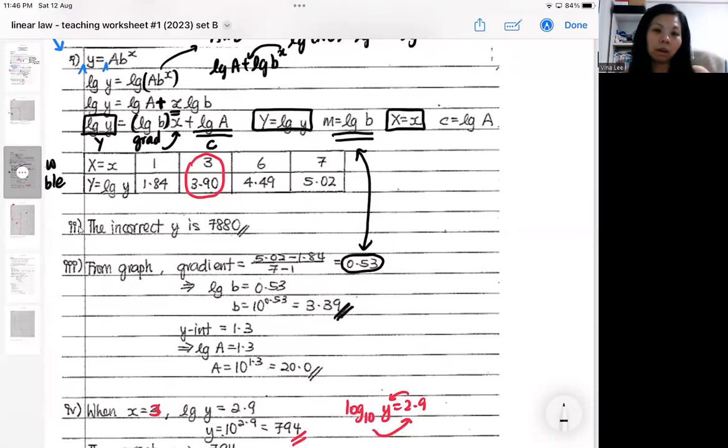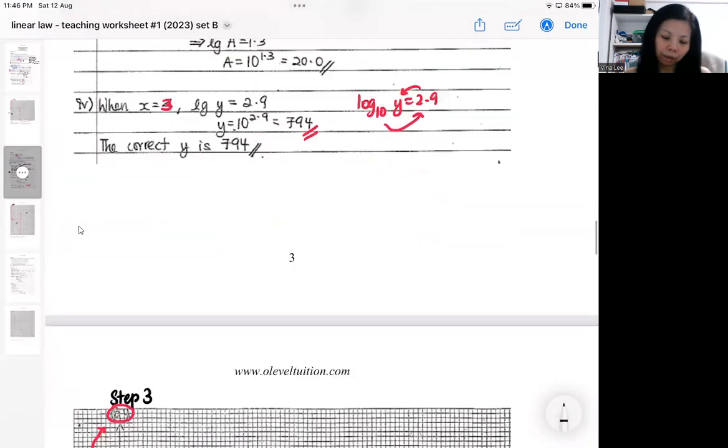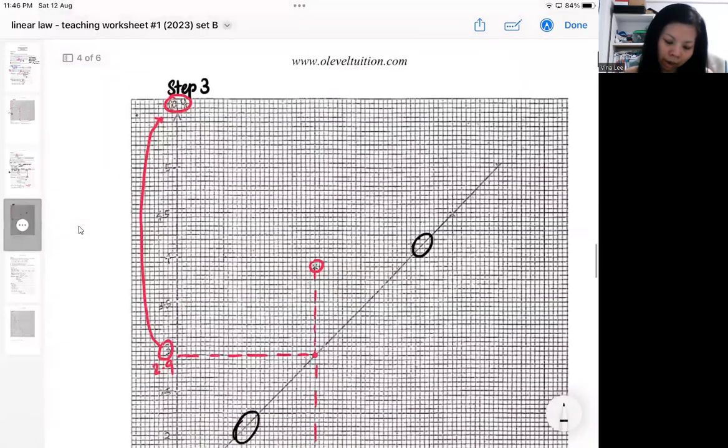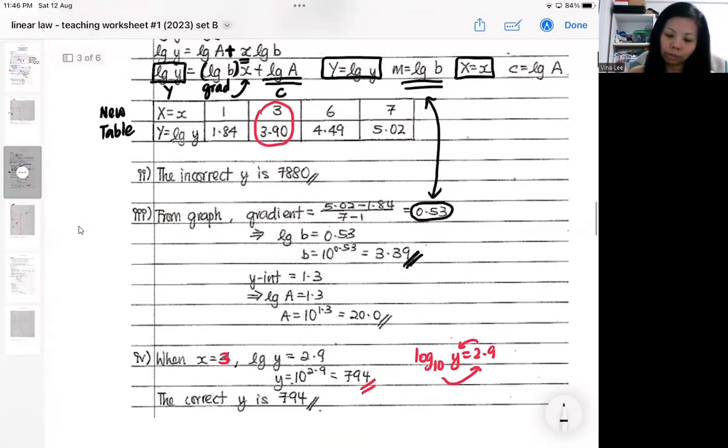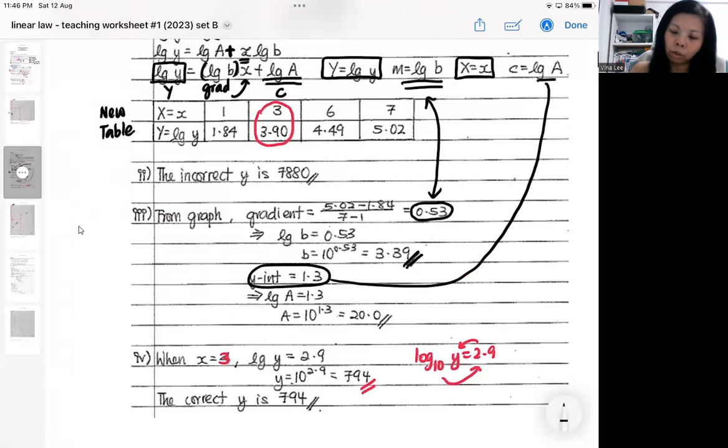So I use the gradient from the graph because the gradient will tell me log B. And I will also use the intercept from the graph. The intercept that I got is here, which is 1.3. So 1.3 is a representation of LGA. Again, I get rid of the log and get 10 to the power 1.3. That's how I got my A. So the two features that you should use from your graph are your gradient and y-intercept.